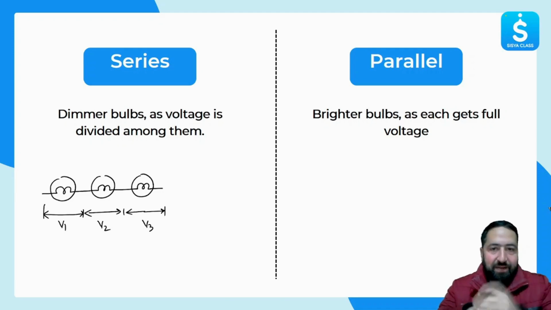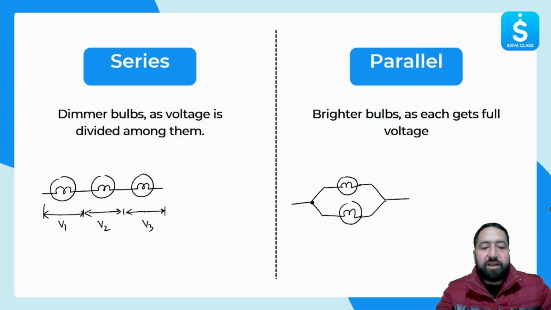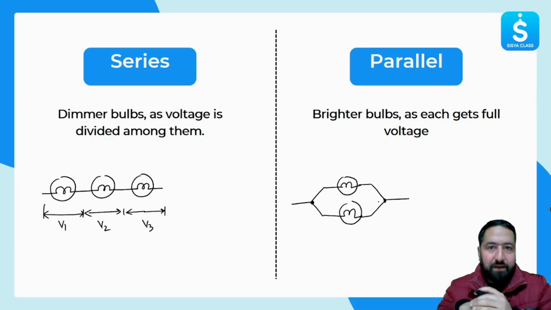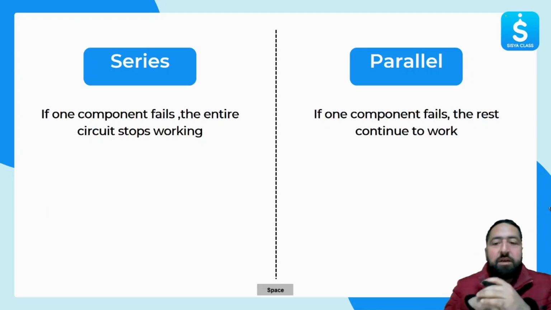Now let's see the parallel. There we can see the brighter bulbs. Why? Because the voltage for every bulb will be the same. Got it? Like this. See, the voltage is the same because the points are the same here for both the bulbs. Now let's move to the next difference.